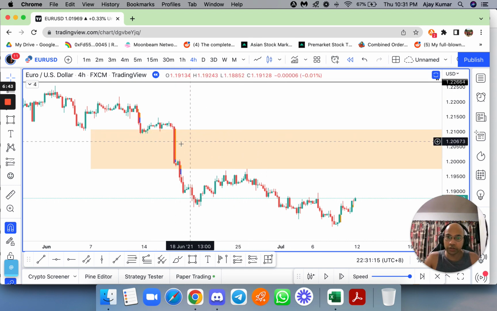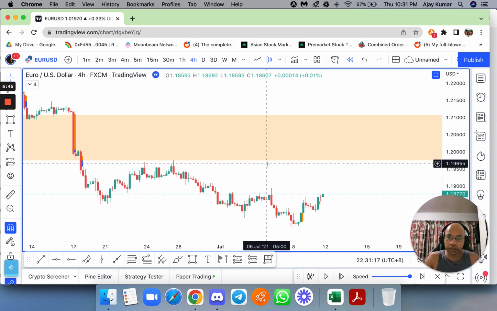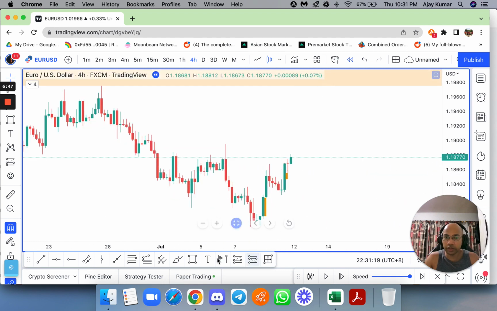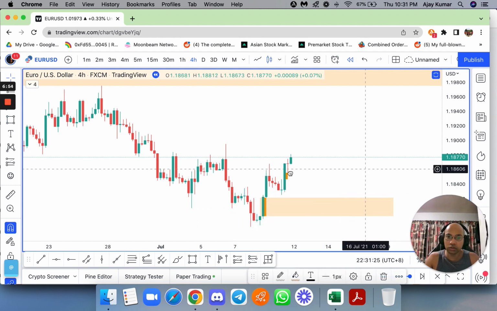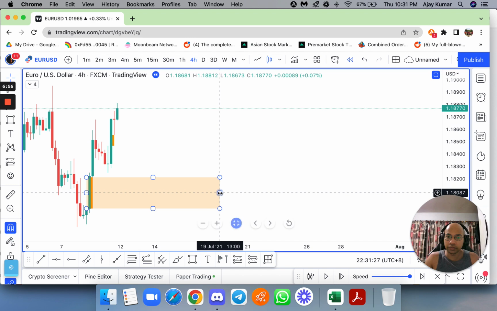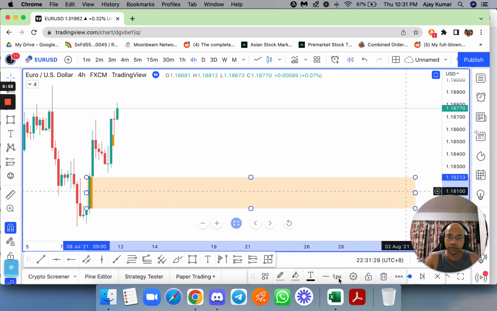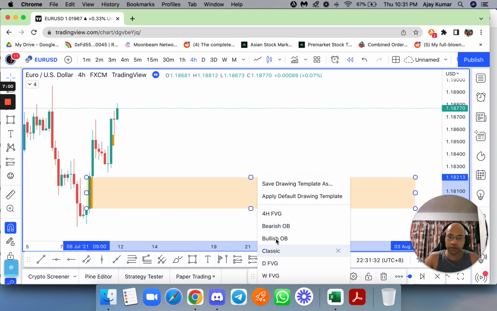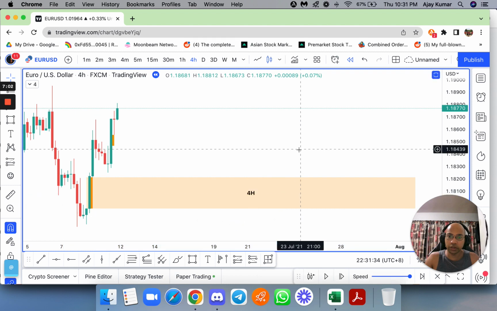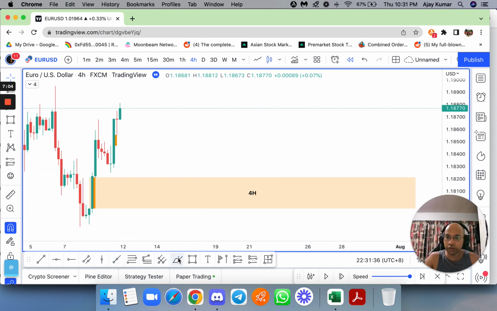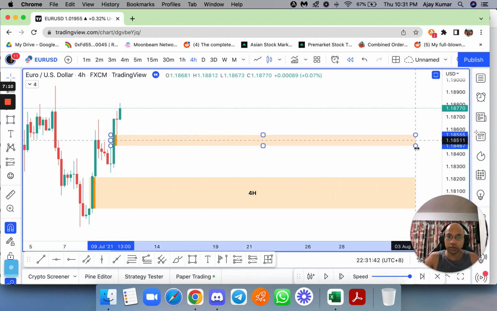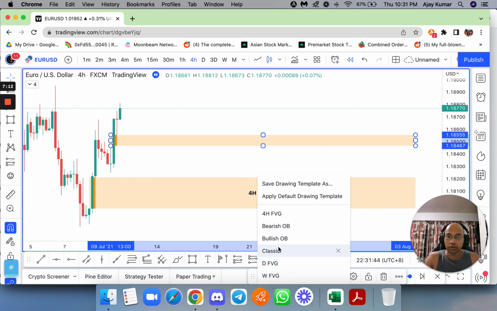This fair value gap also kind of coincides. There's a fair value gap here that I think we should mark out. Okay, what does this do? 4 hour fair value gap. There's another fair value gap here. Let's mark it out.